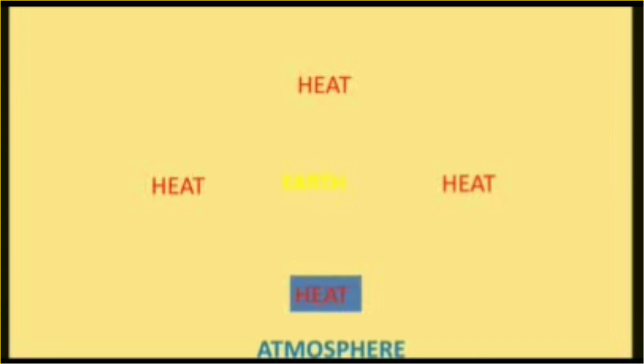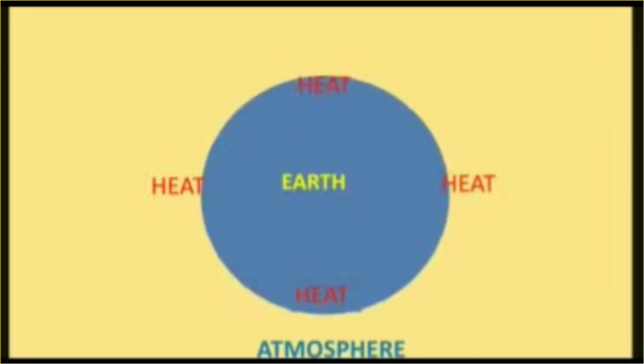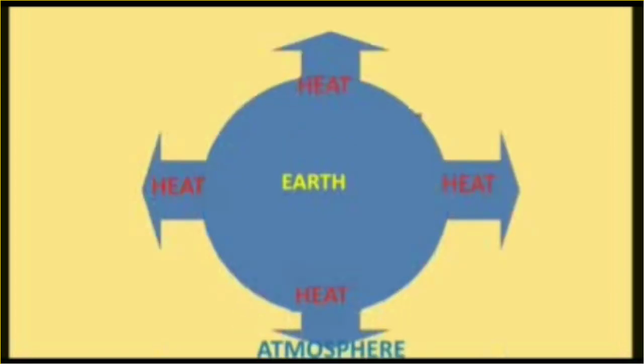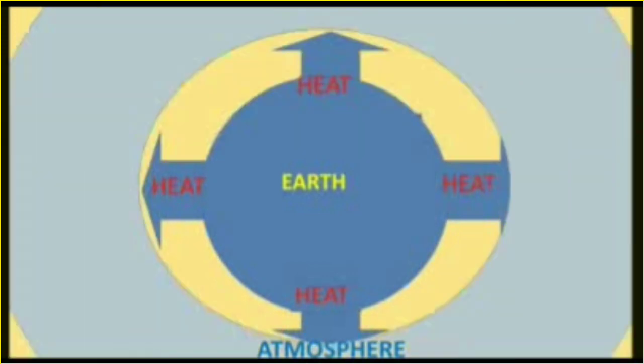Now, this is Earth. It is releasing heat from all the sides. That is the terrestrial radiation, and this is our atmosphere. So because of this, our atmosphere gets heated, whether by radiation, convection or conduction. And in short, we say it is because of terrestrial radiation that our atmosphere gets heated up.